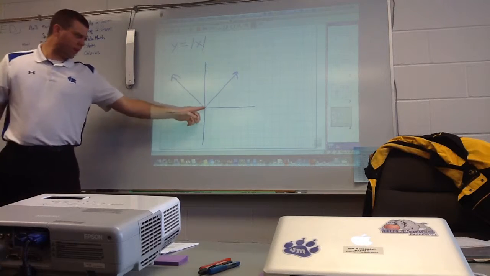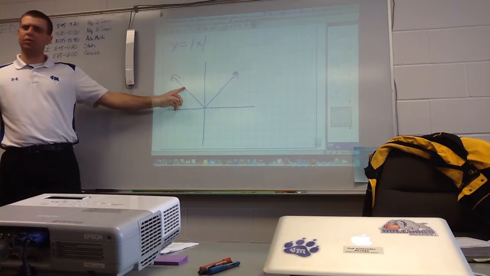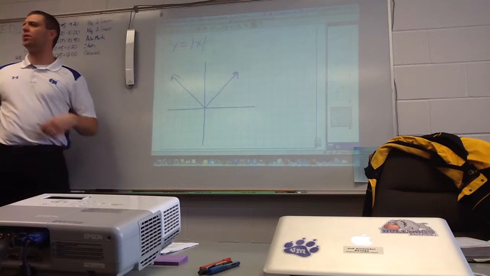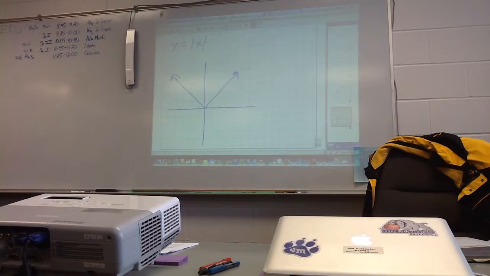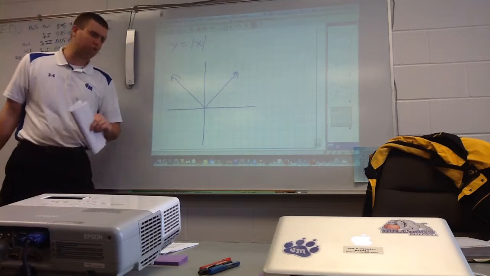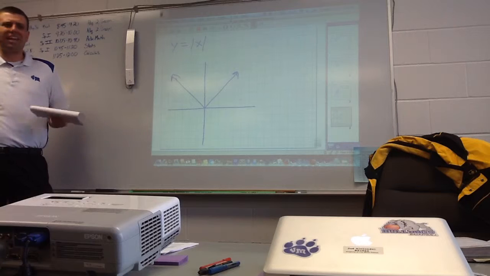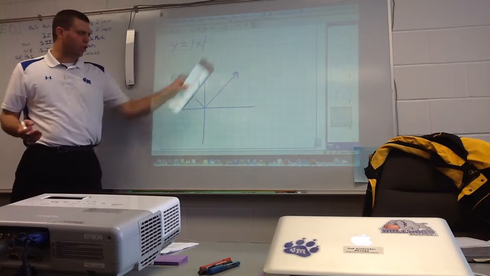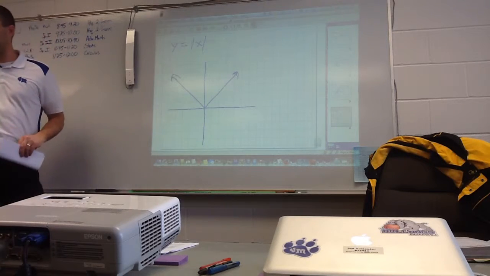Okay? When your x value is -3, your y value is +3, because -3 is 3 units away from zero on a number line. Okay? So that is why it has the shape that it does. It is basically a linear function. On one side the slope is 1, on the other side the slope is -1.